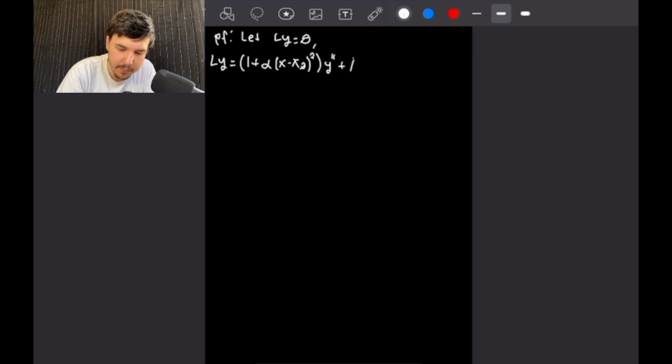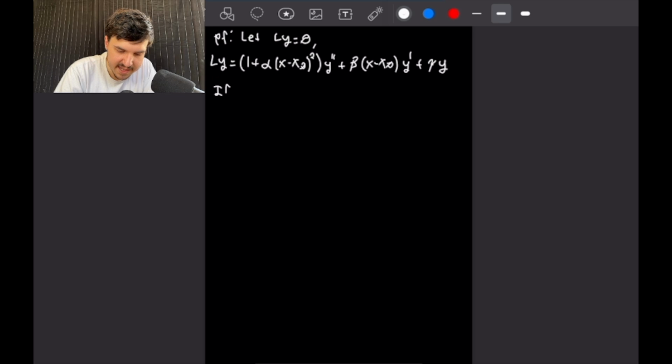So we will go ahead and start the setup for our proof by letting a capital L y equal 0. And additionally, we are going to let that capital L y equal the following differential equation. We will have (1 plus alpha times the quantity (x minus x naught), squared) times y double prime plus beta times (x minus x naught) times y prime, and then finally plus gamma times y. Great. And so from here, we want to observe the following.